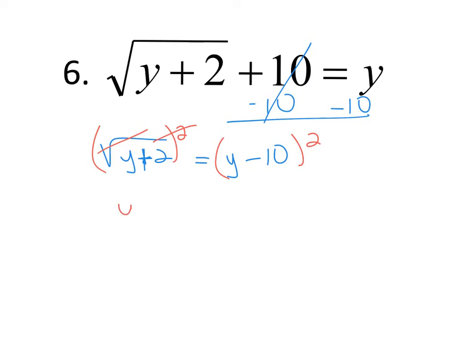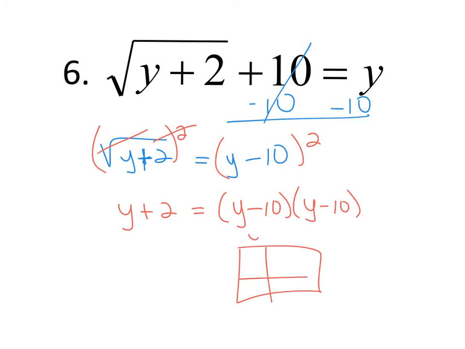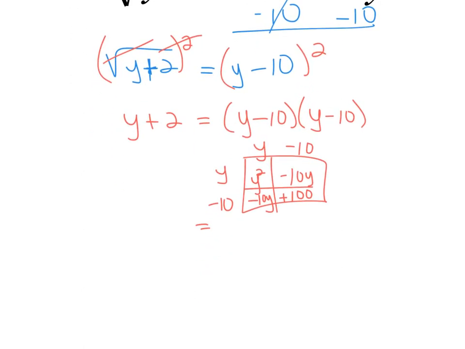These will cancel. You'll end up getting y plus 2. And look what's going on here, people. This problem actually needs a lot of space, so if you need extra paper, you should definitely get that out. You're going to have to use the box method here. So y squared minus 10y minus 10y plus 100. So I end up getting y squared minus 20y plus 100. And then I just drop this down.